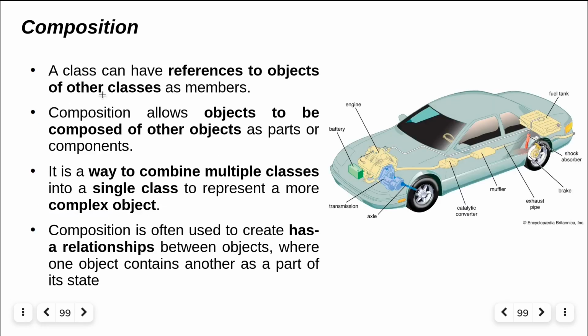Now let us see composition. A class can have references to the objects of other classes as members. It is called composition. Composition allows objects to be composed of other objects as part of its components. This is a way to combine multiple classes into a single class to represent a more complex object. Composition is used to create has-a relationships between objects, where one object contains another object as part of its state.